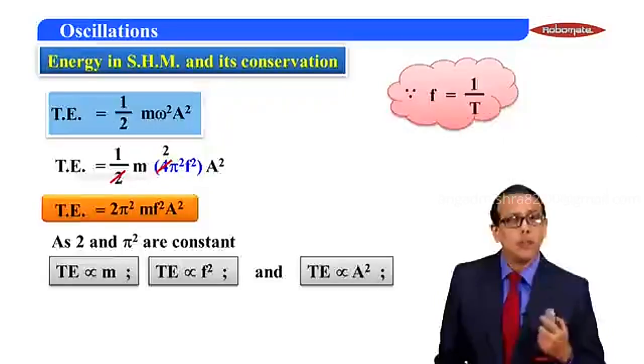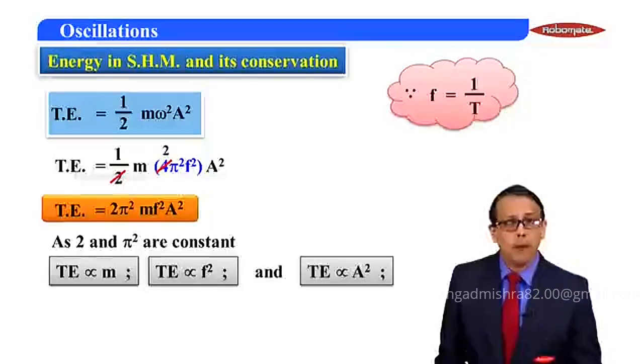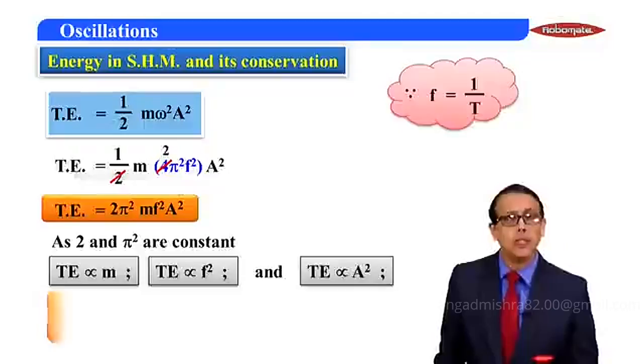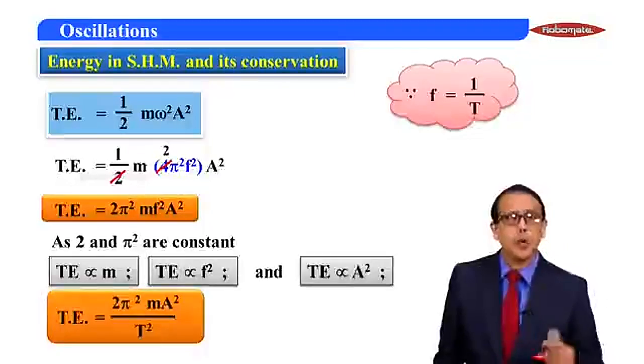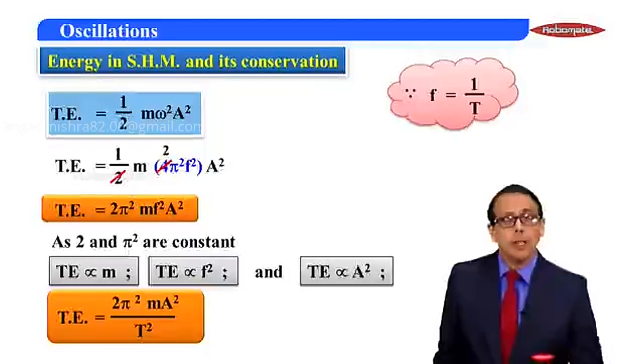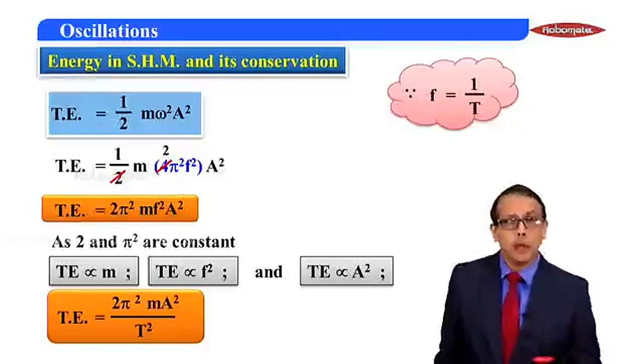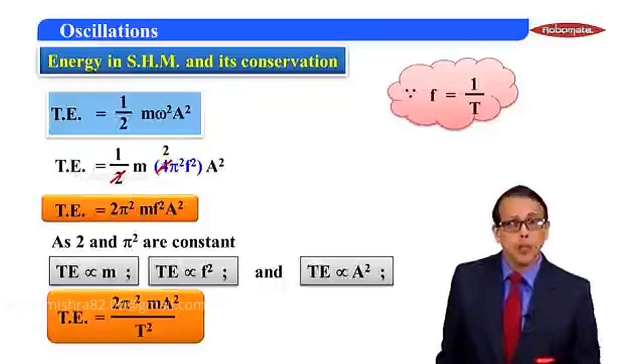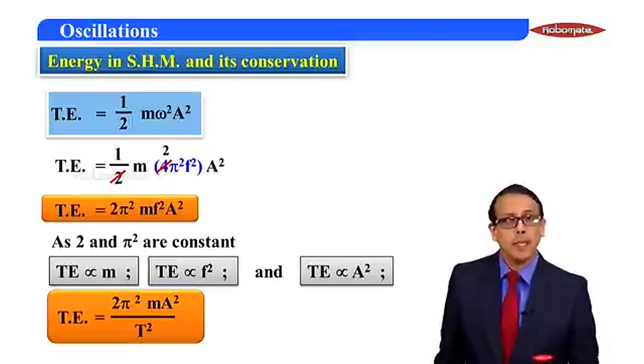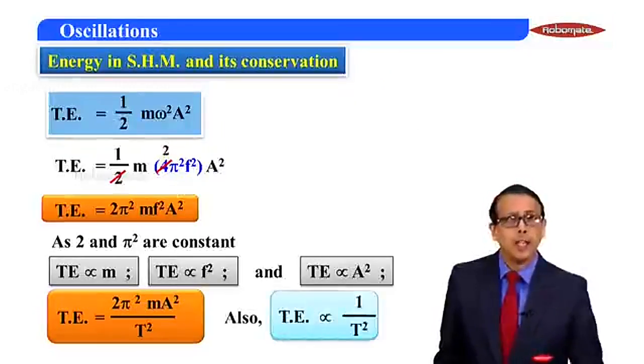As we know, frequency is 1 upon T. The above formula can also be expressed as total energy is 2 pi square m a square upon T square. Here also TE is proportional to m, TE is proportional to a square, but I can write here TE is inversely proportional to square of time period.